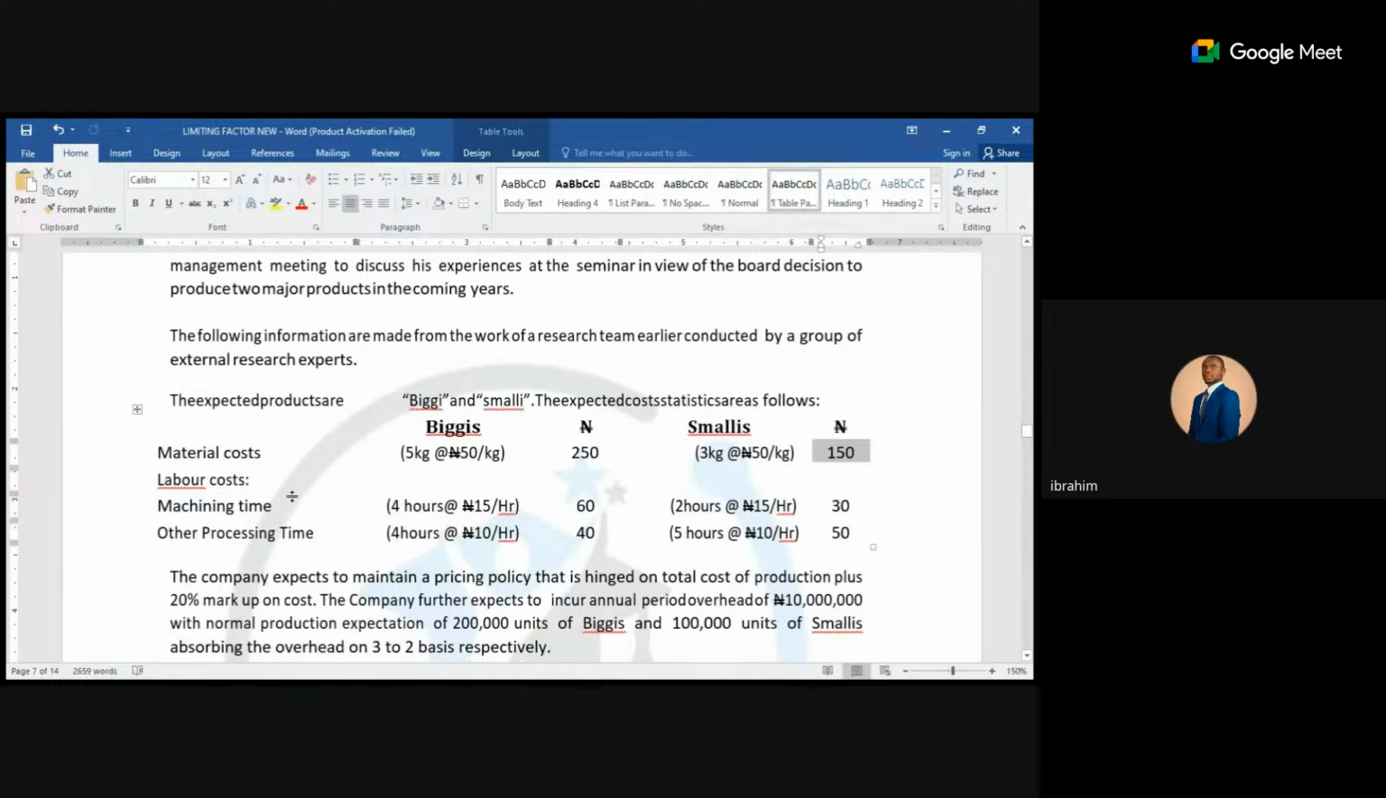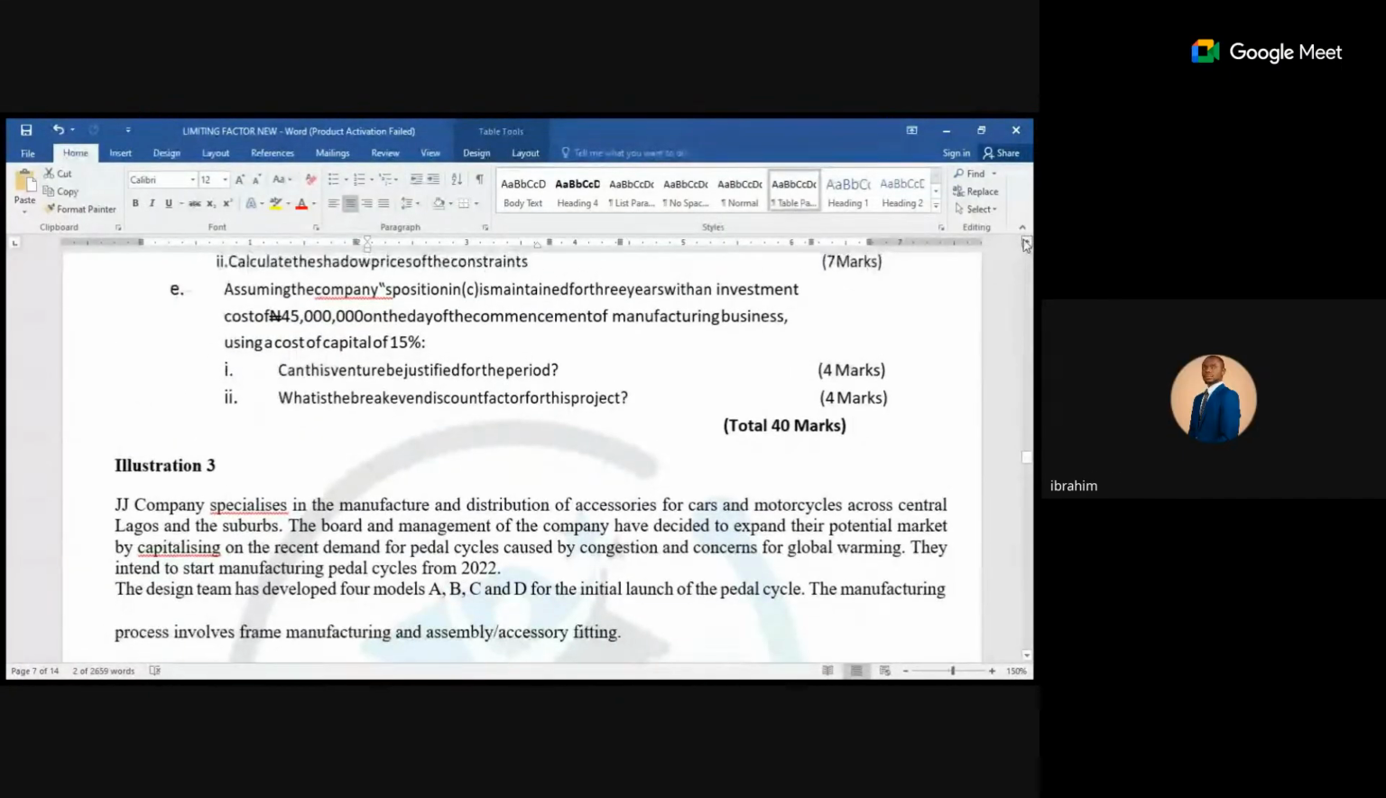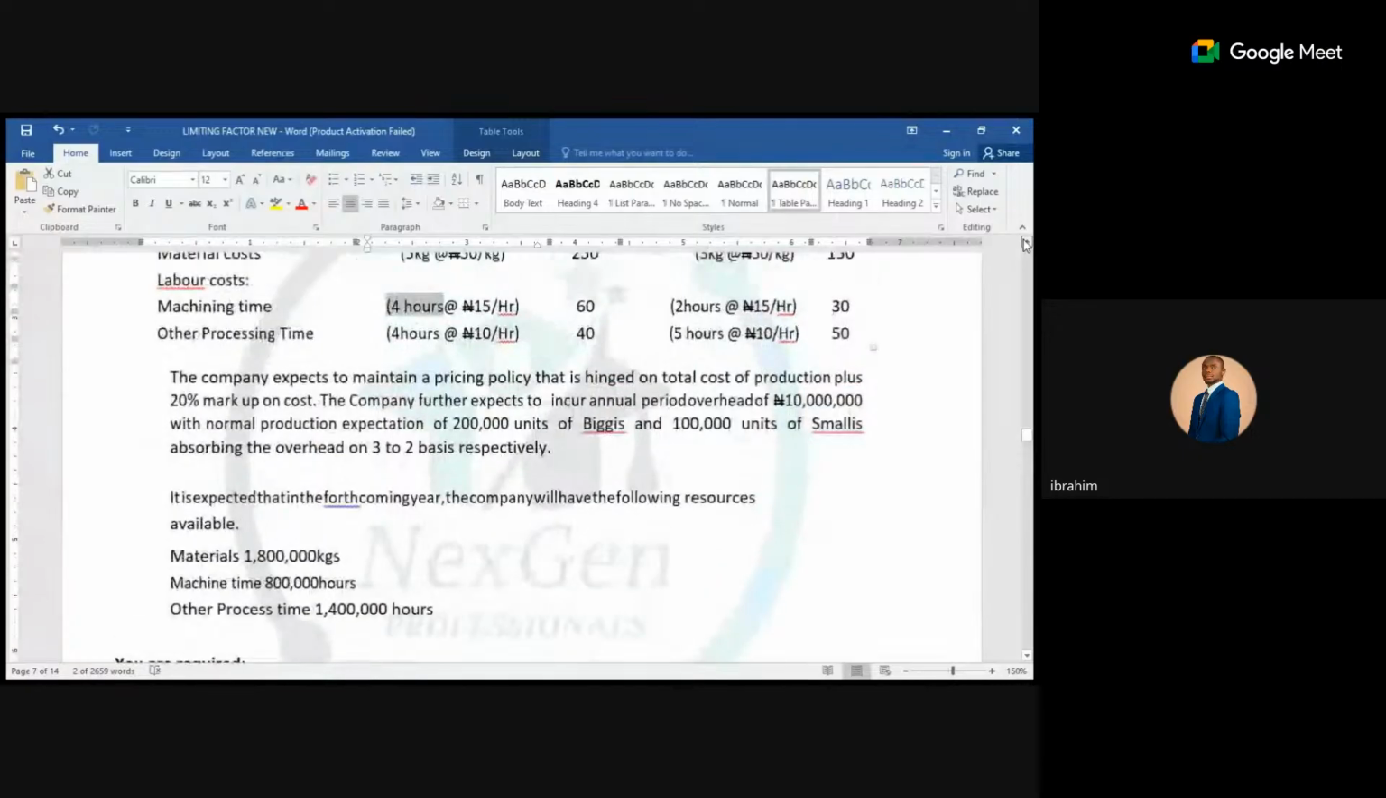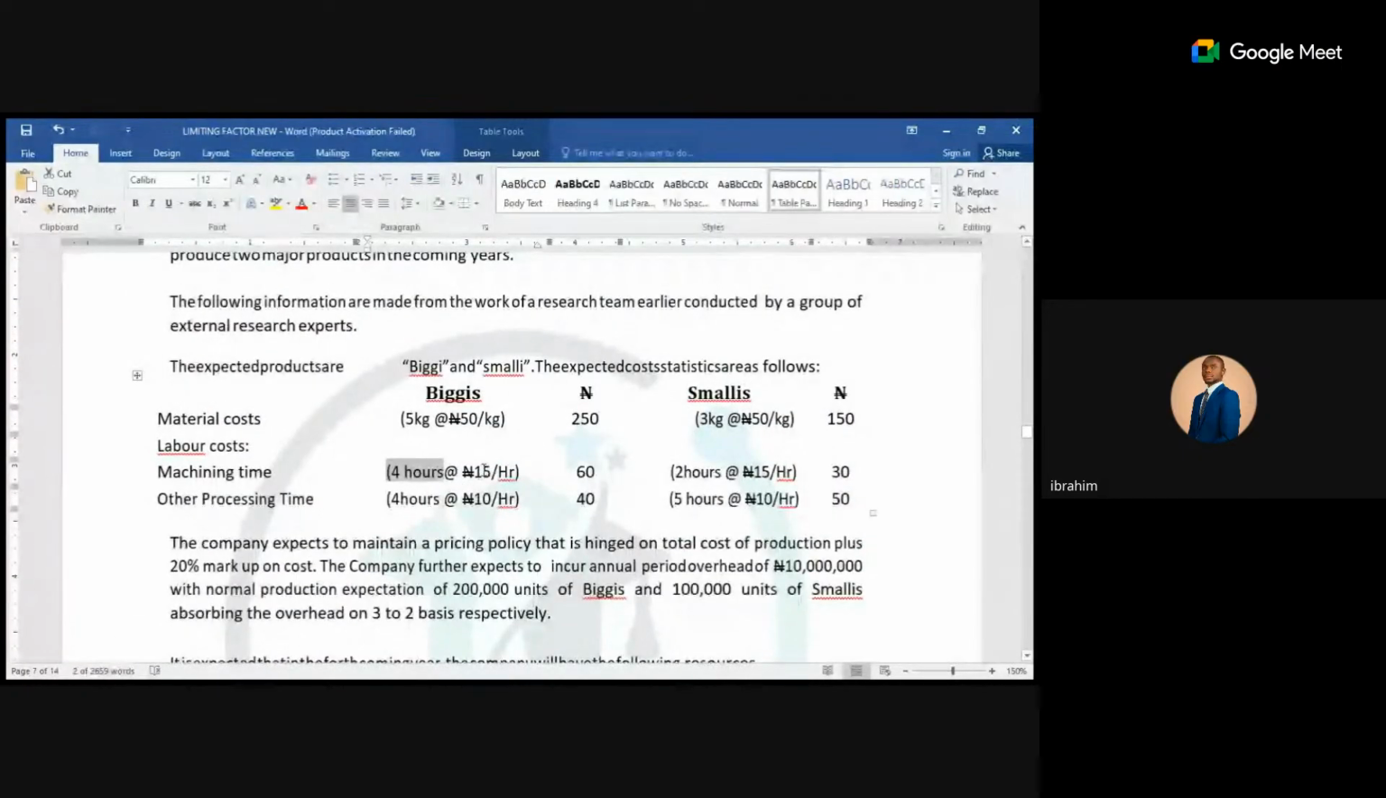Then labor costs. Under the labor cost, we have machine. What of these 4 hours? 4 hours per what? Class? 4 hours per unit. Meaning that they will use 4 hours to produce 1 unit. Then we will pay them 15 naira per hour. When you multiply this, you have the labor cost to be this. You have the other processing cost to be this.